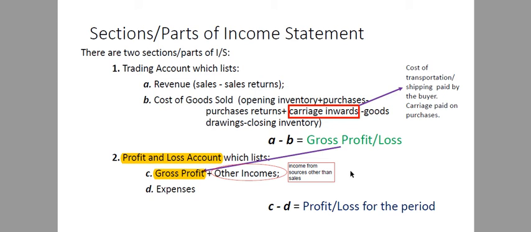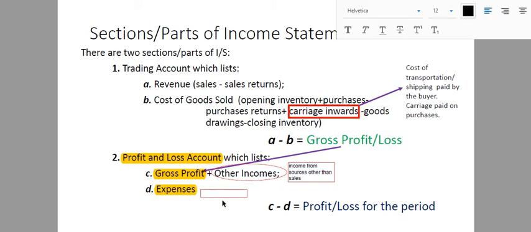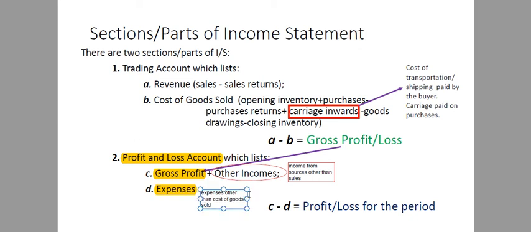And once you have the gross profit, then you list all your expenses. In the next step, you list all your expenses, and these expenses are the expenses other than cost of goods sold. So we'll make a notation on the side, expenses other than cost of goods sold, because the cost of goods sold has already been taken in the trading account, subtracted from the revenue to give the gross profit. So these expenses will include your overheads like rent, insurance, salaries and wages, etc.